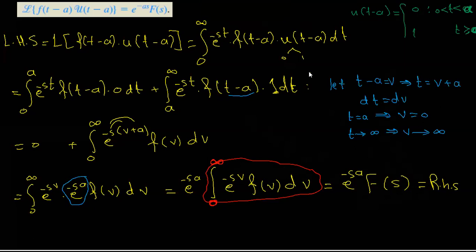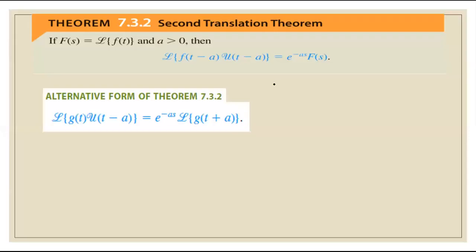So let us go now to the alternative formula for this rule. Notice now, here you have the product between the unit step and the shifting of your f. So you get the exponential of negative as times f of s. Don't forget that f of s is the Laplace of f of t.